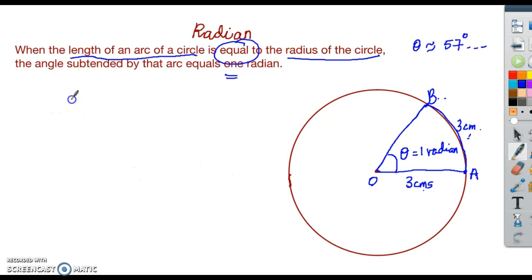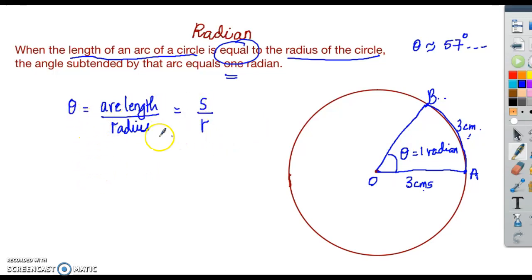So here's a formula: theta, or the central angle, is arc length divided by the radius. Now the arc length is denoted by the letter S and a small letter r for radius. So the formula is theta is equal to S over R.